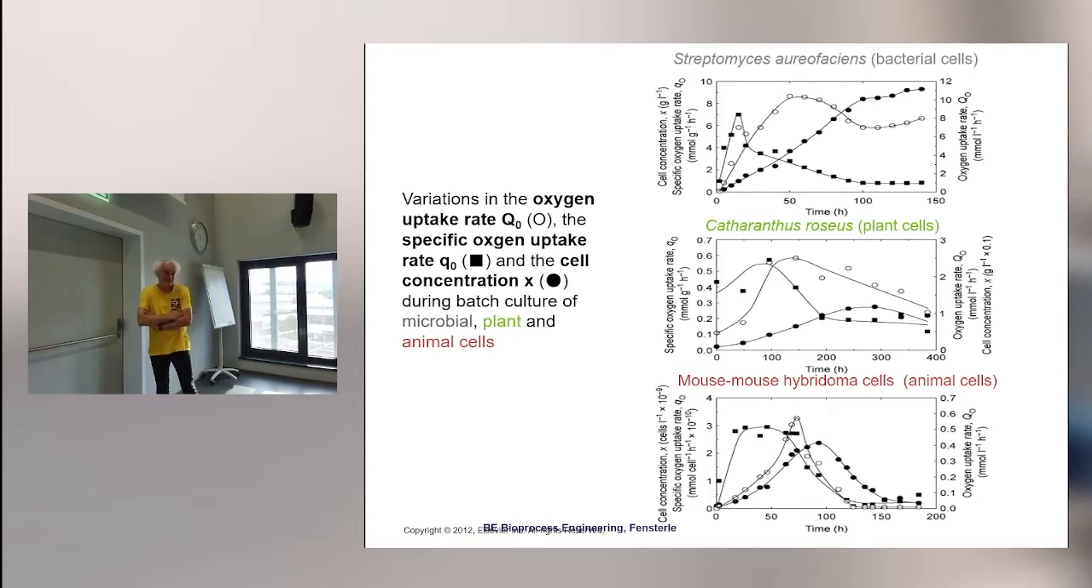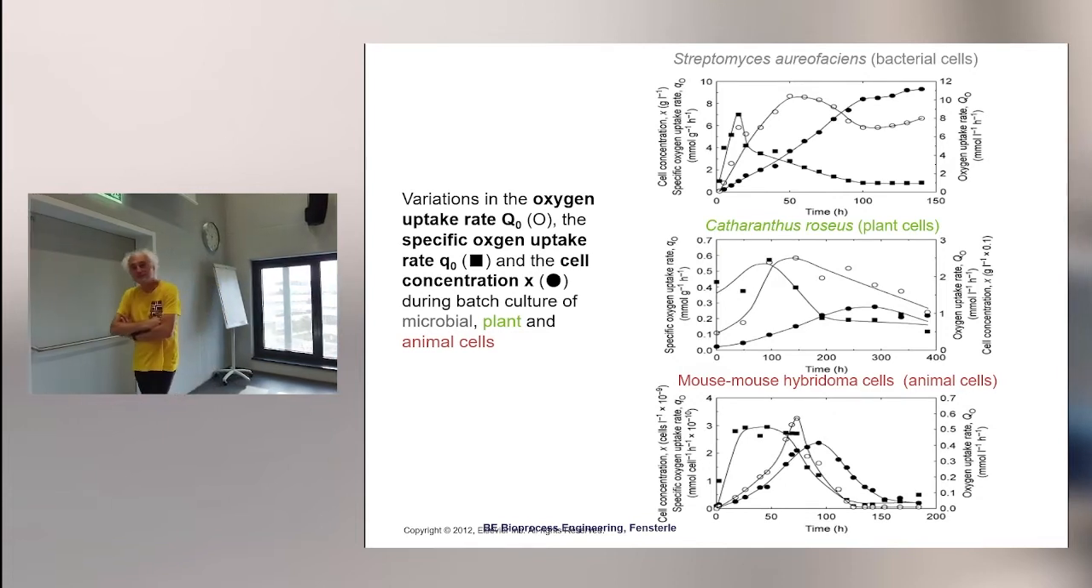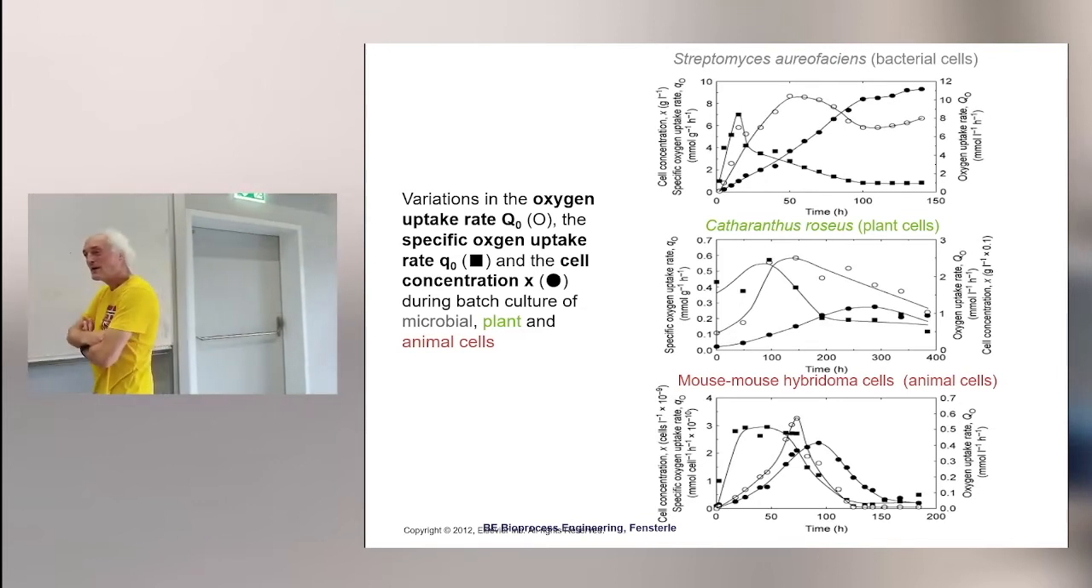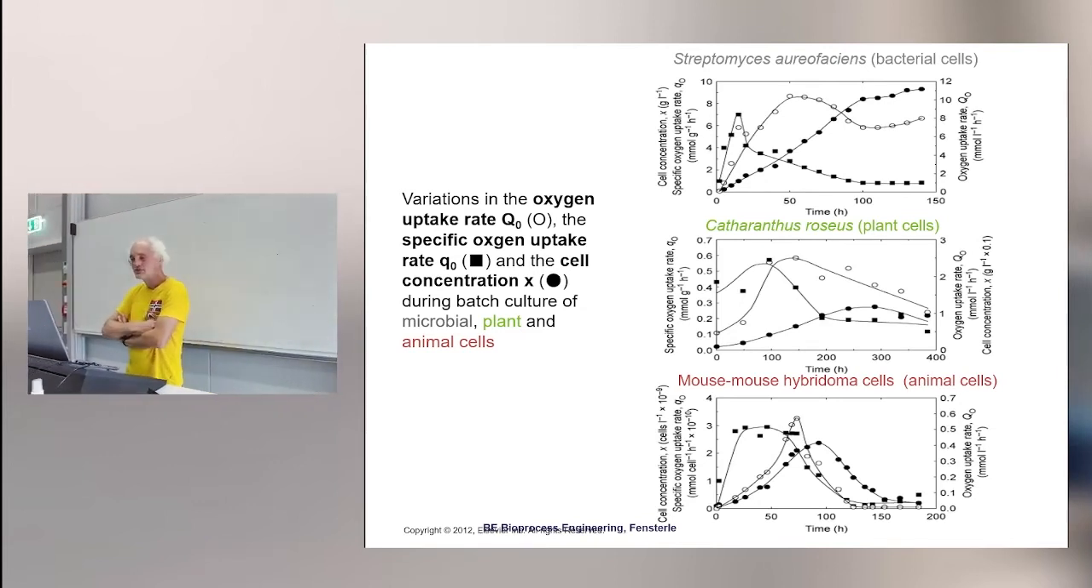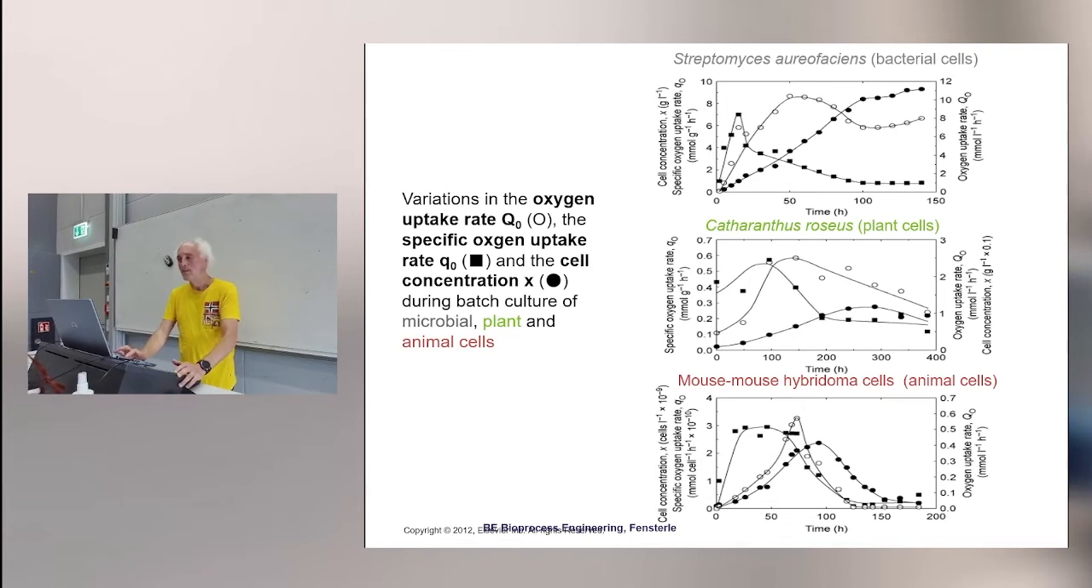Yeah, that's also possible. So question, where do we need to transfer more oxygen? Where does the oxygen transfer rate need to be higher, because the uptake rate is higher? The last one, animal cells? Sorry? Animal cells? The animal cells, so more here?